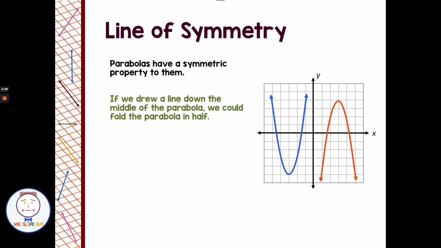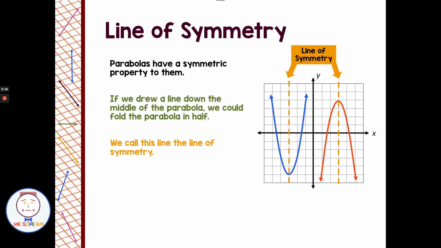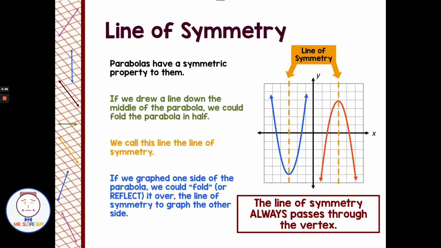Parabolas have a line of symmetry. If we drew a line down the middle of a parabola, we could fold the parabola in half. We call that the line of symmetry. It cuts the parabola into two equal parts that are congruent, the same size and shape. So we could fold our parabola over that line and it would perfectly match up with the other side. We can do that with a parabola that opens upward or downward. And the line of symmetry always passes through the vertex.